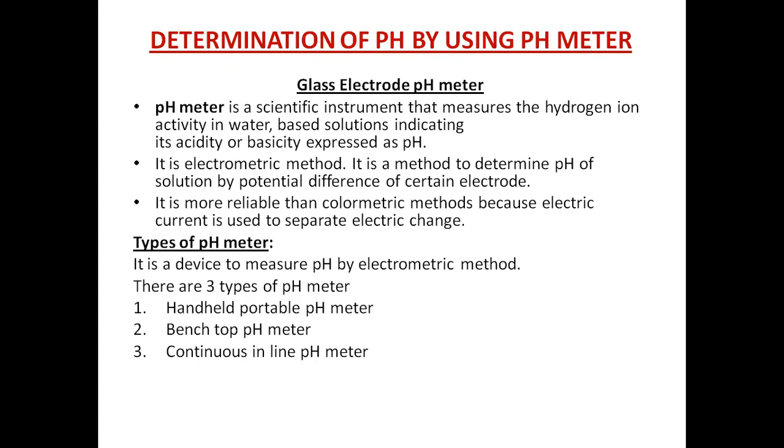So basically a pH meter detects the pH by measuring the potential difference between the two electrodes. There are three types of pH meters. These are the handheld portable pH meter, the benchtop, and the continuous inline pH meter.